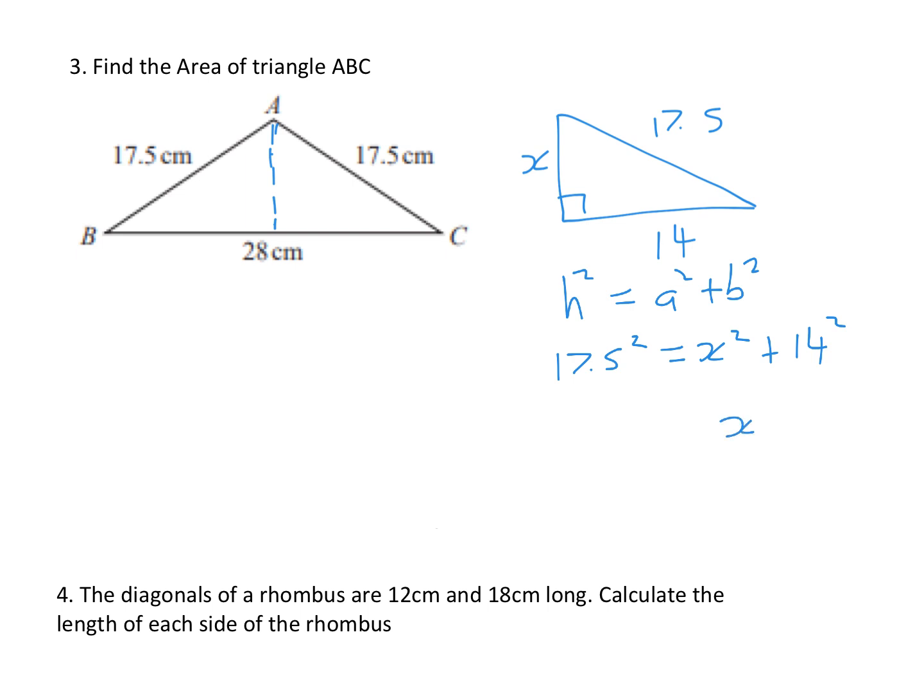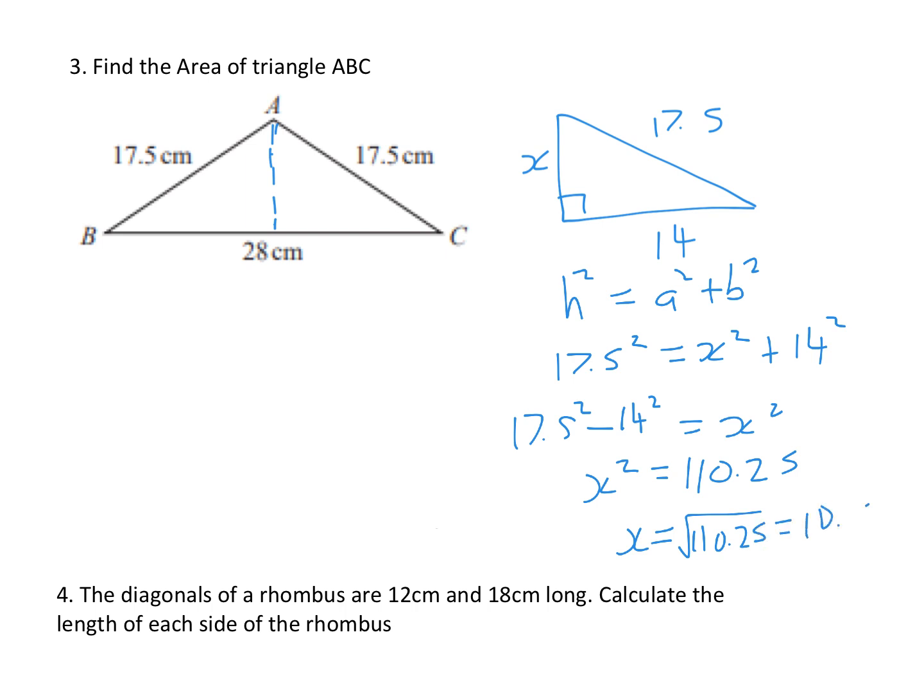Again, because we're finding a short side like the last example, it's going to be a subtraction, so we do 17.5 squared and we take 14 squared away from it, and that gives that x squared is 110.25. X would be the square root of that, which is 10.5. So we now know the height of the triangle is 10.5.